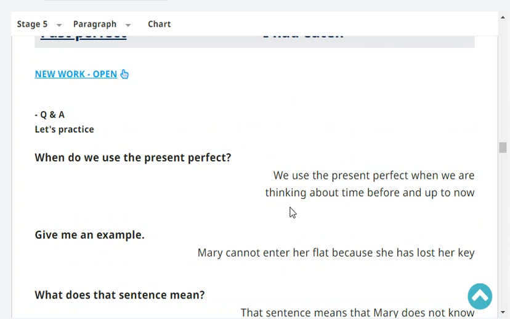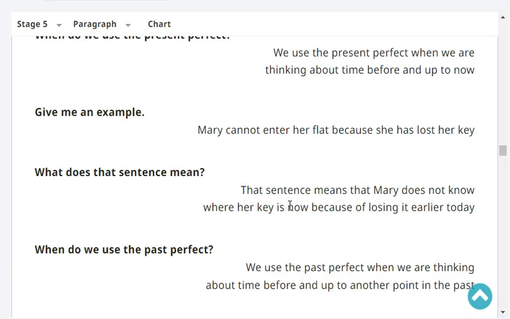Okay. When do we use the present perfect? We use the present perfect when we are thinking about time before and up to now. Give me an example, please. Mary could not enter her flat because she has lost her key. Very good.